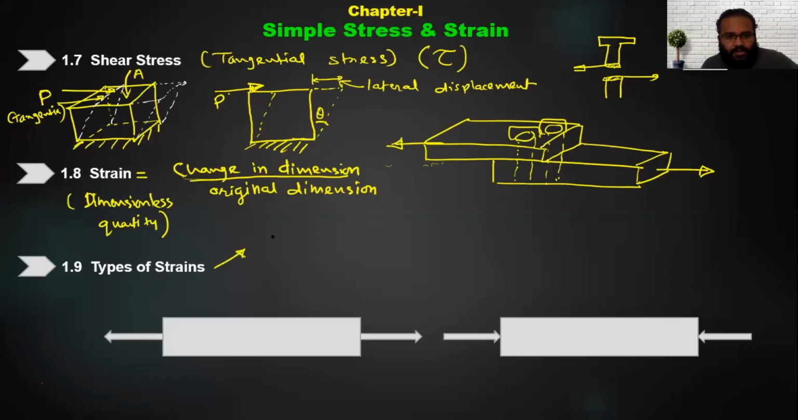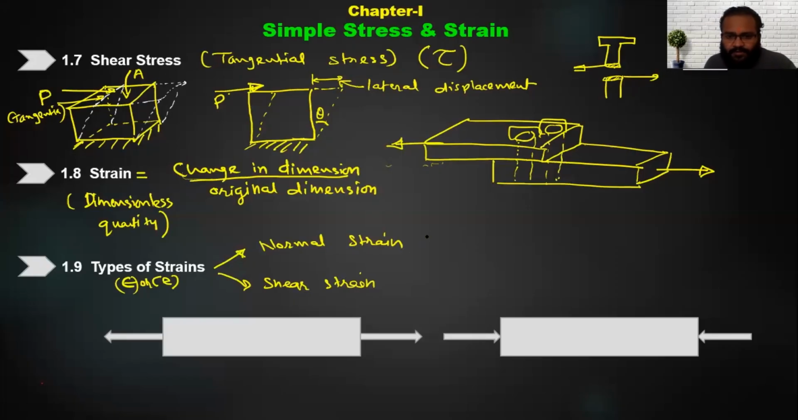The types of strains can again be classified as the normal strain and the shear strain. Now the strain is denoted by the letter E or the letter epsilon. It can be denoted by epsilon or E. In many of the books we have been using E or epsilon. Both the notations are quite common. So in our lectures we will be using E. Small e stands for strain and sigma stands for stress.